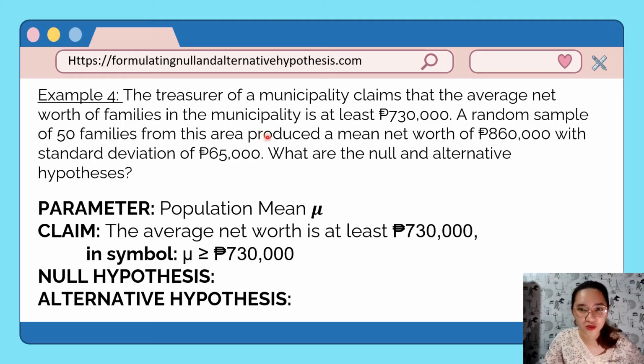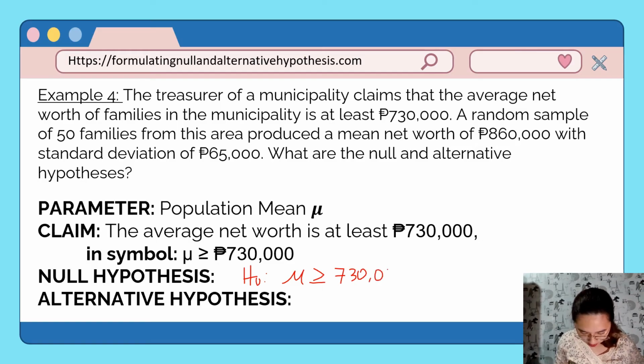So, ano namang claim dito? So, yung claim daw, ayan, claim na yung average net worth of families in the municipality is at least 730,000. So, ito po yung kanyang claim. In symbol, kapag sinabi natin at least, that is greater than or equal. At kapag greater than and equal, ito ay magpo-fall sa ating null hypothesis. Ayan. Kasi may equal siya, no? HO, ayan, mean is greater than or equal to 730,000.